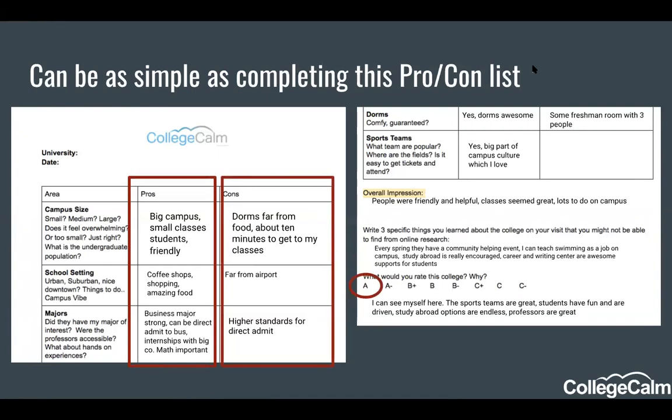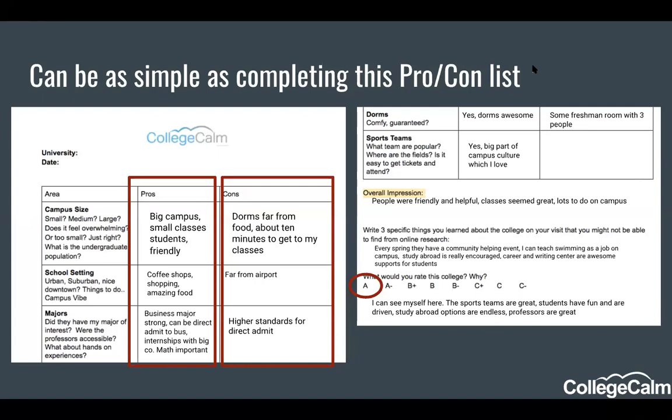So a pro to me would be big campus, small classes, and the students were friendly, right? A con would be the dorms were far from the food, or it took 10 minutes to get to my classes. So think about that in terms of accessibility. The school setting, you can talk about urban, suburban, nice downtown, things to do. What was the campus vibe? For me, a pro would be coffee shops, shopping nearby, and amazing food. A con might be that it's far from the airport. So it's a great campus, but it takes 2 hours from the airport to get to the campus, right?